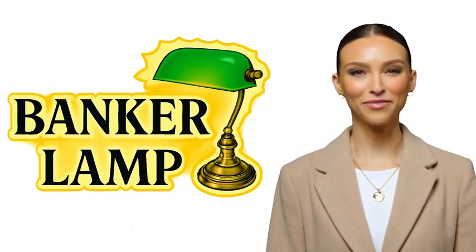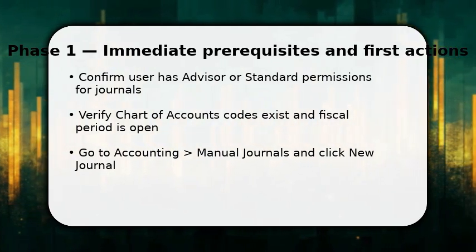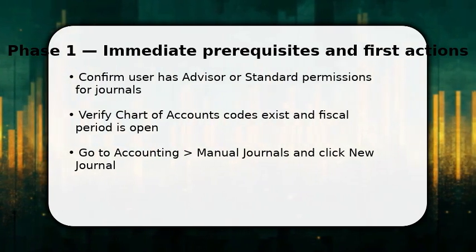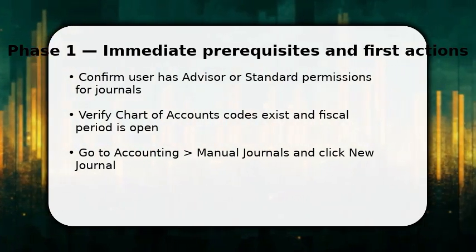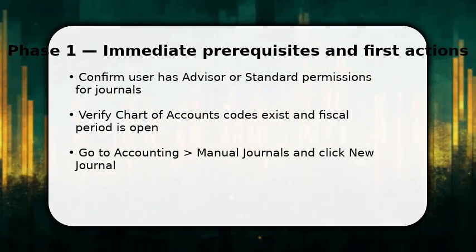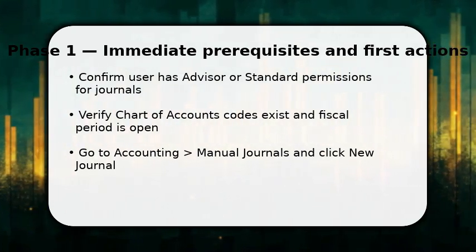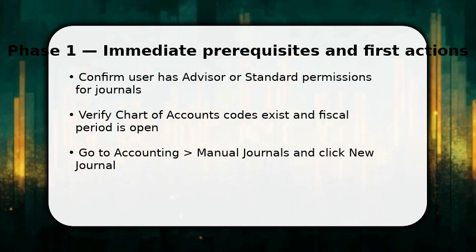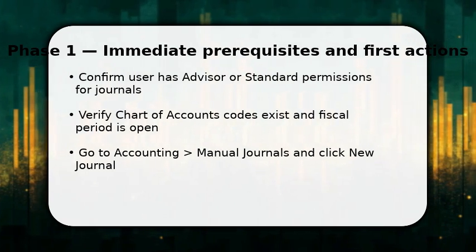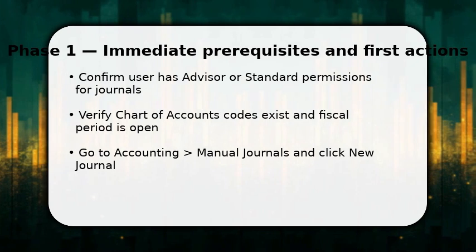Please enjoy the video. You start by confirming you have the right access and that the chart of accounts contains the codes you'll use. This prevents rejected entries later. Once done, navigate to Accounting, choose Manual Journals, and click New Journal. Enter the journal date, reference, and an explanatory narration so reviewers understand the why. Make sure the period remains open, otherwise the system will block posting. This first step sets up accuracy and auditability before you record any debits or credits.